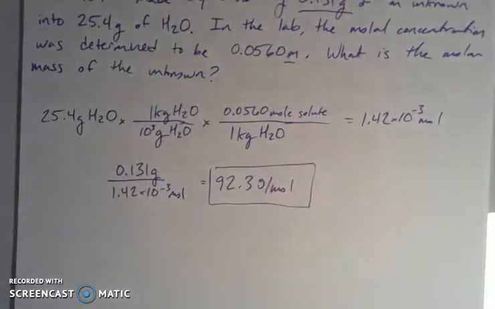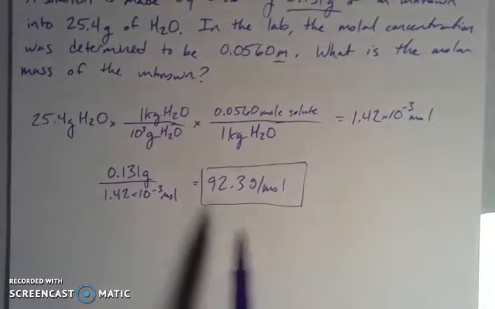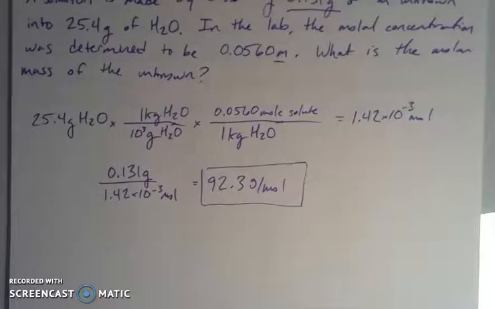And if I had kind of a table of options, if I kind of had a sense of what it was, then this would be one way to figure out what my unknown substance was in this particular context. So again, kind of a cool application of freezing point depression.